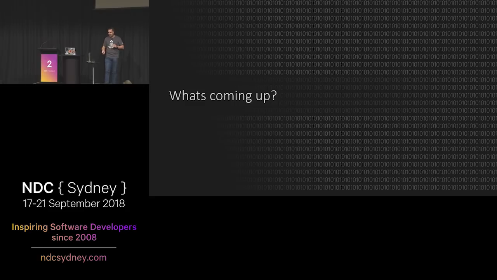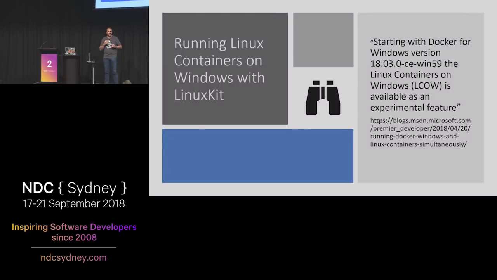So what's coming up? There's a blog post out there that talks about being able to run Linux containers and Windows containers on the same machine without having to run virtual machines to run your Linux containers in. The Docker client, if you enable the experimental features, you can actually do that already. So there's a blog post up there that you can hunt out and find quite easily.